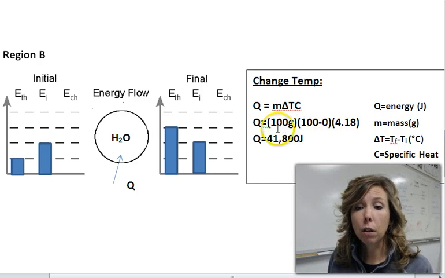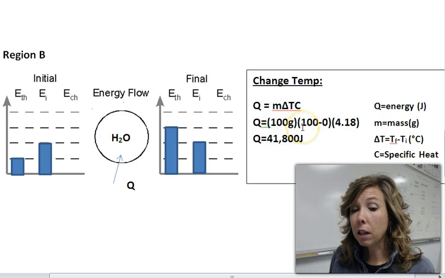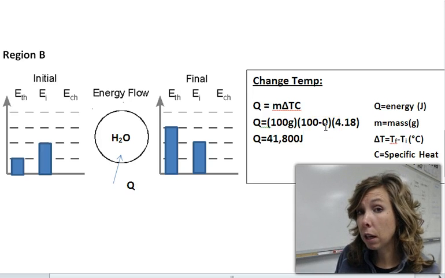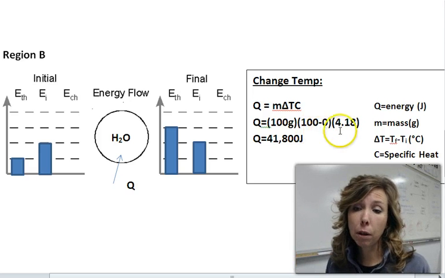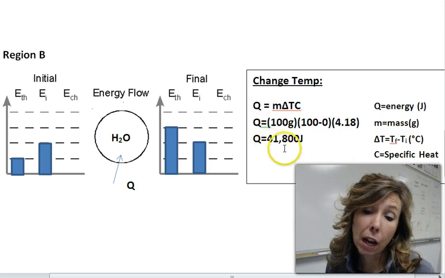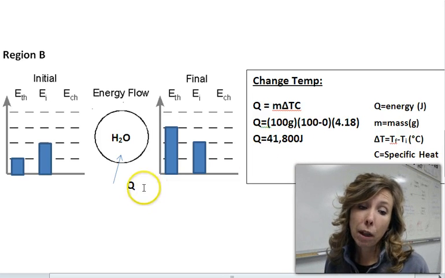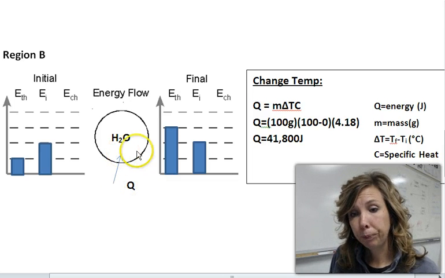So our mass is the same system, so still 100. The graph tells us that this was the temperature change that occurred between 0 and 100, which makes sense because water melts at 0, boils at 100, so that was the difference that occurred to get to that point. And again, this value for water, 4.184. And when you multiply those, our number is 41,800 joules. That is the amount of energy needed by the hot plate to go into our system for region B to change the temperature.